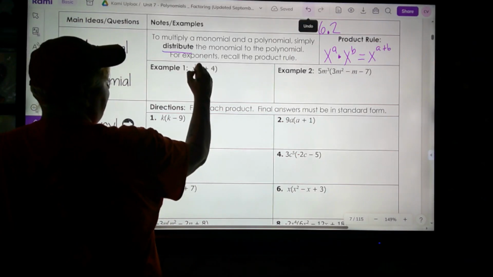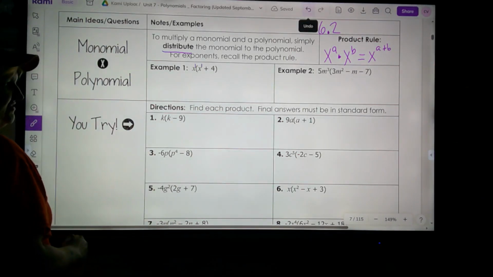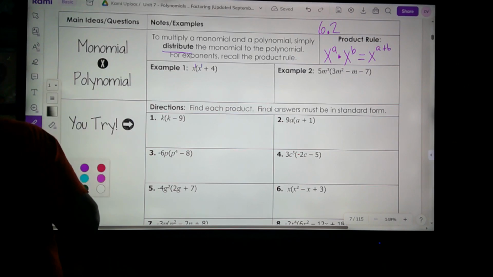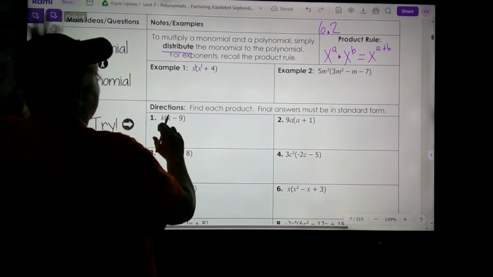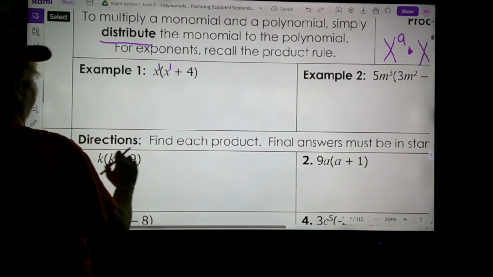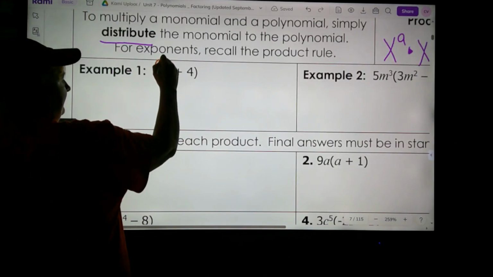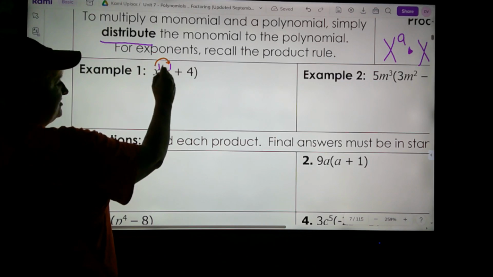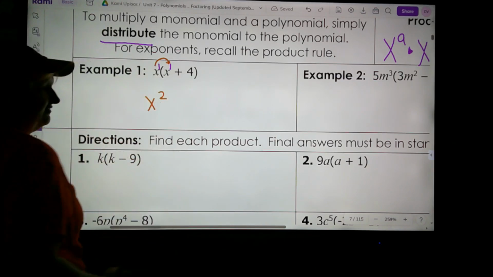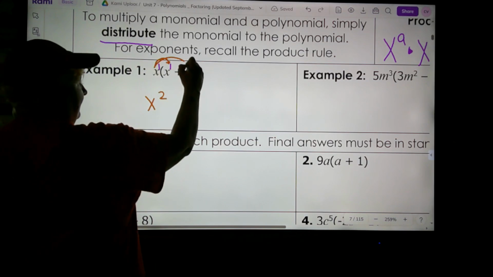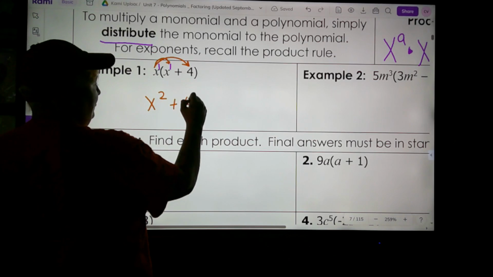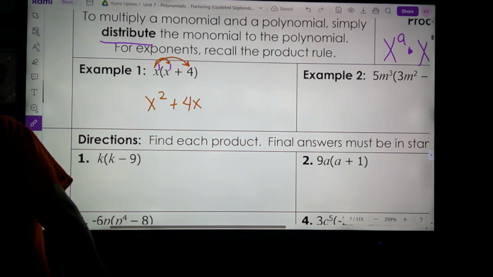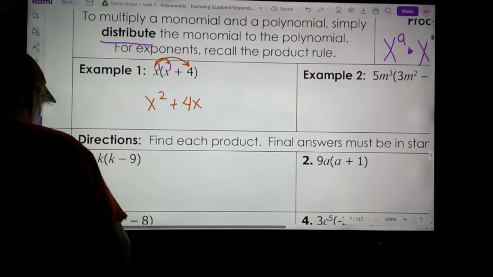So we're going to distribute. And remember, they have invisible ones. If there's no exponent, there's an invisible one. Right? So in order to multiply, you're going to distribute. To multiply, you add the exponents. X times 4 is 4x. I know it's insane. You're welcome to say it's insane, I understand.